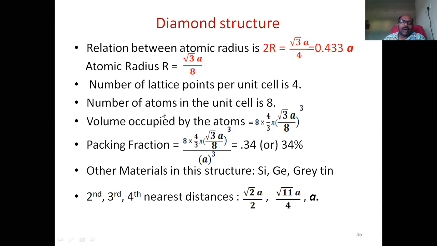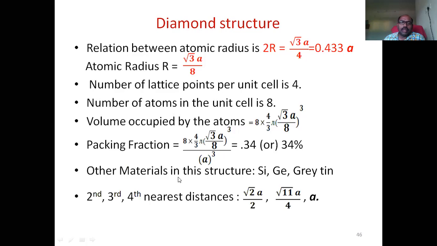The number of atoms in the unit cell is 8. That means each lattice point consists a basis of 2 atoms. The volume occupied by the atoms is 8 into 4 by 3 pi r cube, and the packing fraction is the volume occupied by atoms divided by a cube. Here we get 34 percentage.